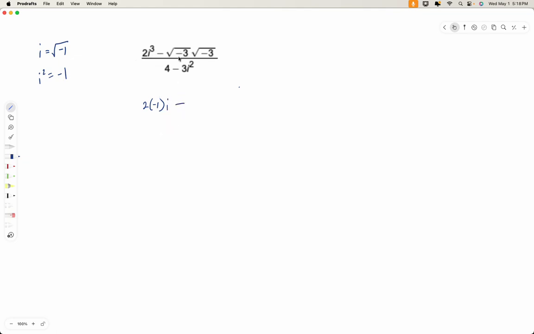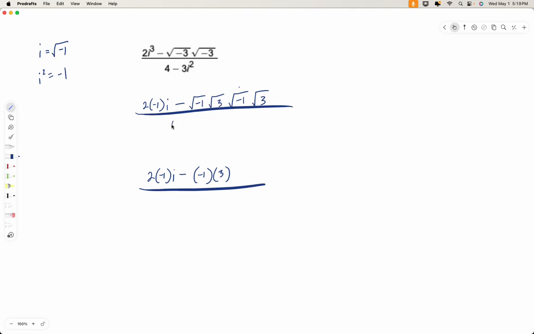And then I can take out of here, I've got -1 times 3, and then -1 and 3, right? And these are times each other. Square root of -3 times square root of -3. Well, the square root of -1 times square root of -1, that's going to be -1. And square root of 3 times square root of 3 is 3. So that's the numerator solved.